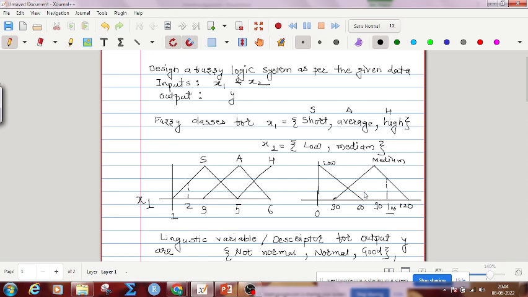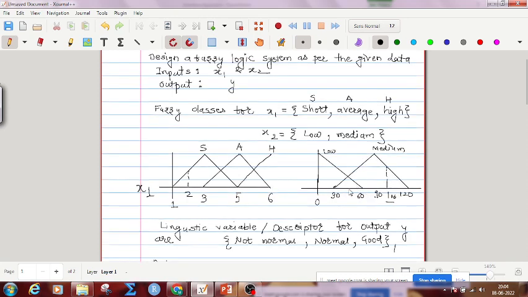So I am just changing the value. I will change the value for x2, or I will consider x1. I am only changing the value of x1. I will consider x1 equals 3.5.